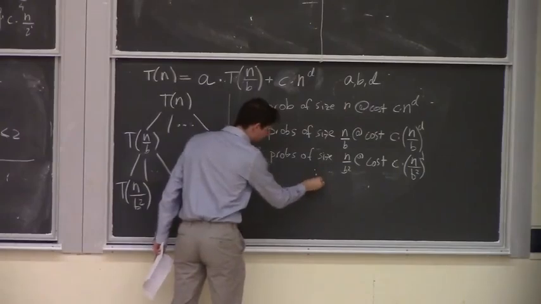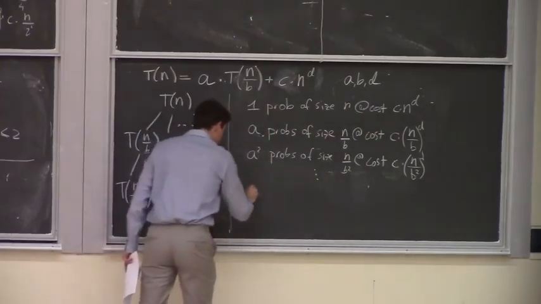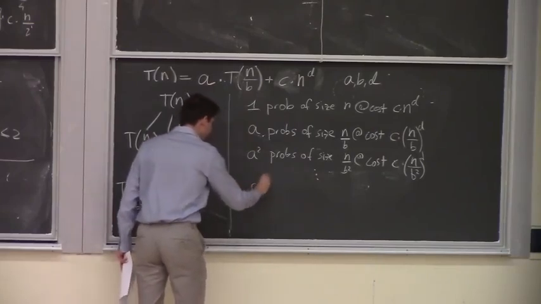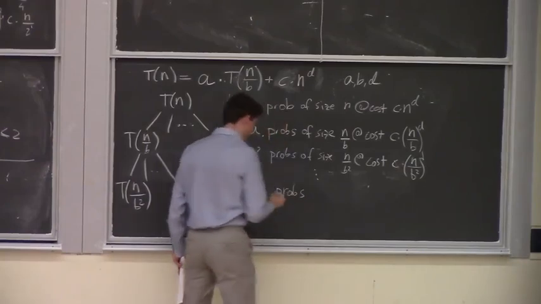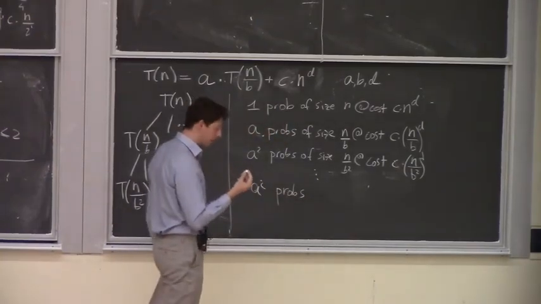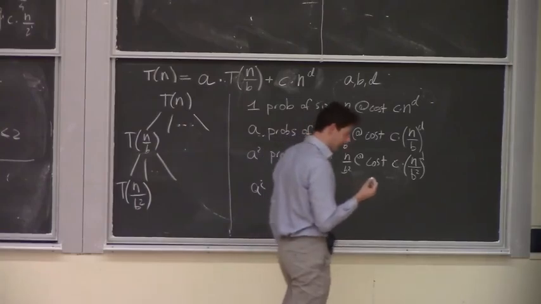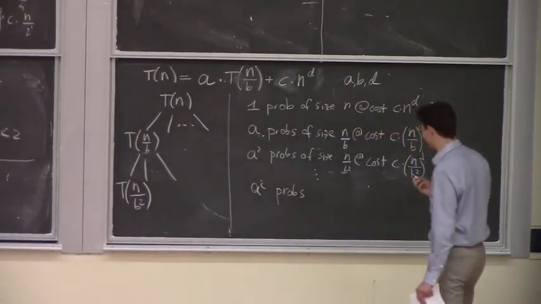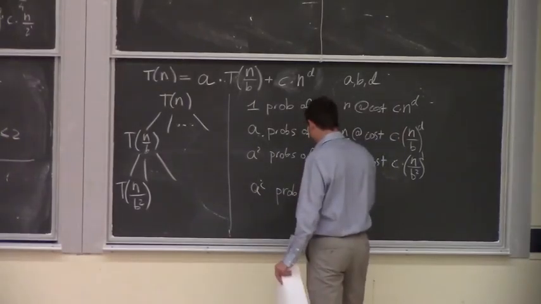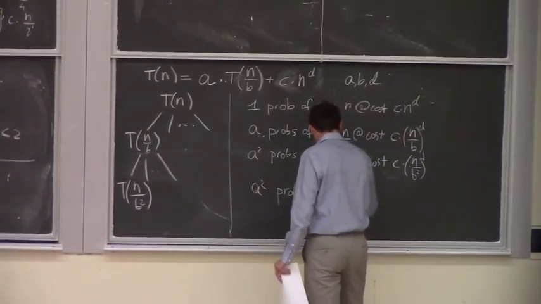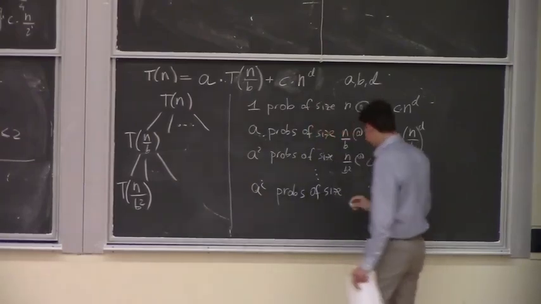So let's make the pattern explicit. At the ith layer, we have A to the I problems. Now I have a problem because the only big chalk has become very small. So A to the I problems of size, what's the size?